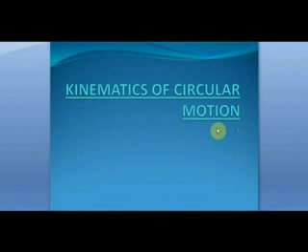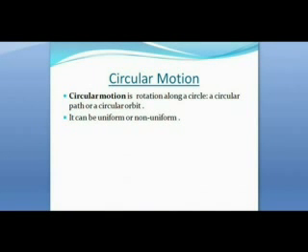Now we will start the chapter kinematics of circular motion. So first see what is a circular motion. Circular motion is rotation along a circle, that is a circular path or a circular orbit. Circular motion can be either uniform or non-uniform. With uniform circular motion we mean that the angular rate of rotation is constant, and in the non-uniform circular motion the angular rate of rotation is not constant and it is varying with time.